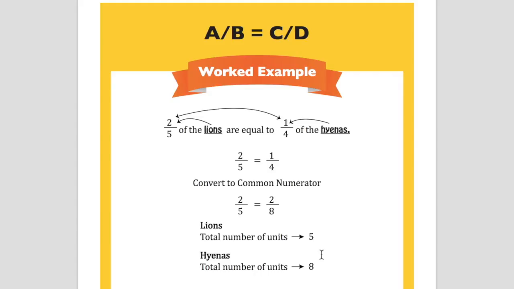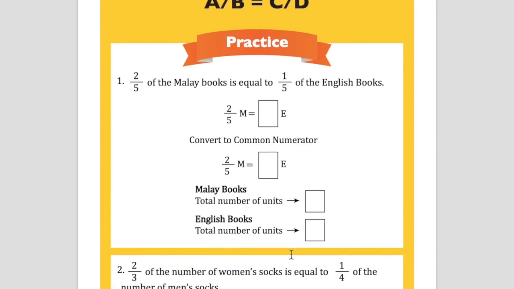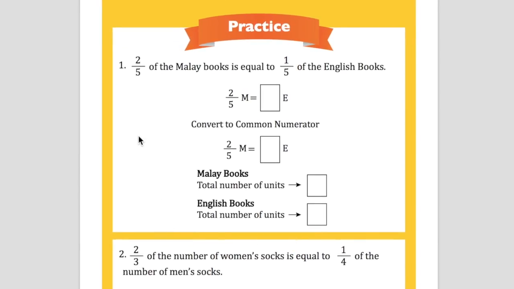So this is where you immediately do it and you get an answer straight away. You can draw the model immediately without wasting any time. So that's a few examples over here. It's very similar, right? 2 over 5 of the Malay books is equal to 1 over 5 of the English books. So 2 over 5 M equals 1 over 5 E.